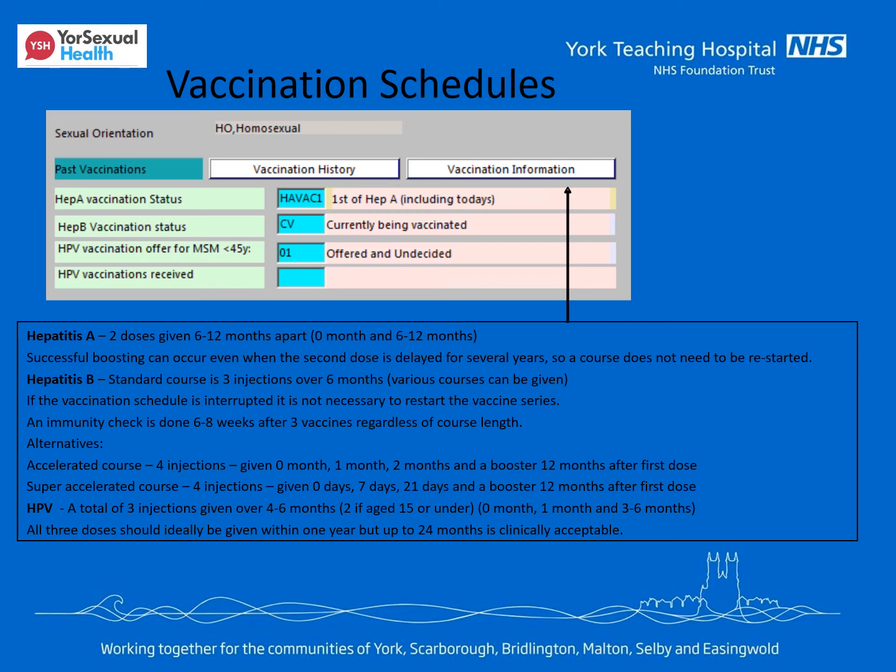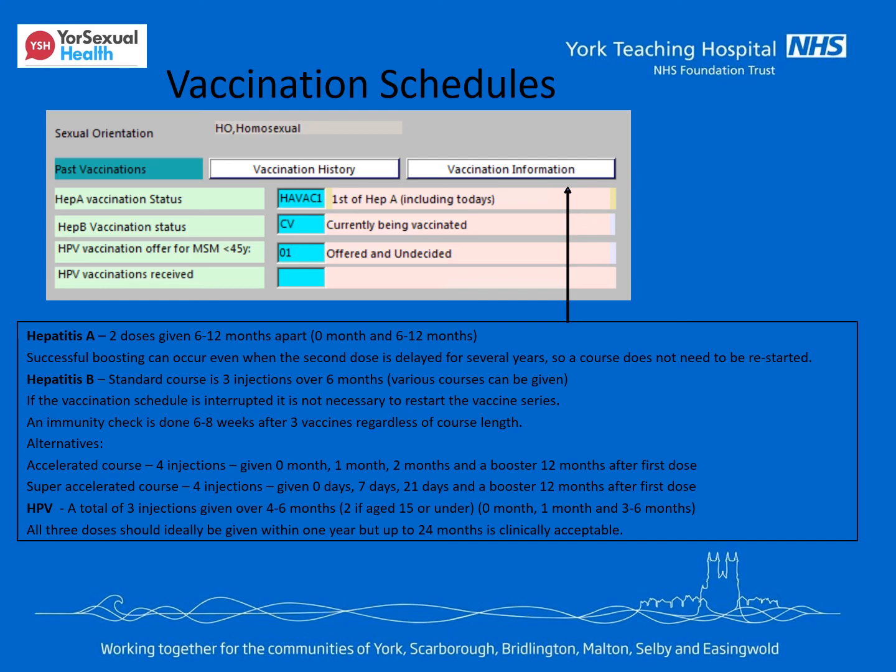So this highlights that the course of hepatitis A vaccination is 2 doses given 6 to 12 months apart. However, successful boosting can occur even when the second dose is delayed for potentially several years, so the course does not need to be restarted if they've already received one. No matter how long afterwards, you can give them the second dose. With hepatitis B, the standard course is 3 injections given over 6 months, so 0, 1 and 6. However, there are more accelerated vaccinations if you're concerned about the ability to reattend or you want back protection quicker, you can give alternative courses.